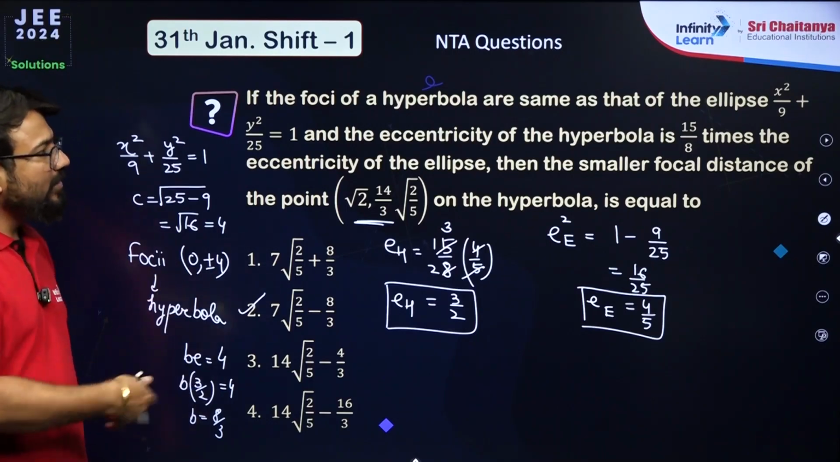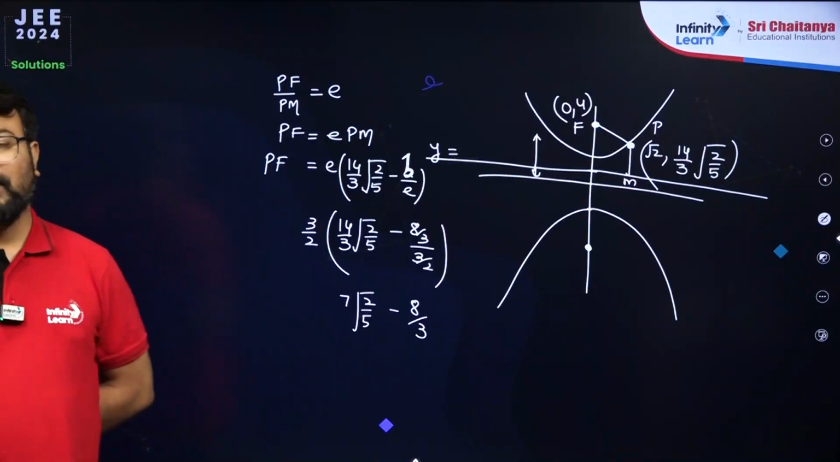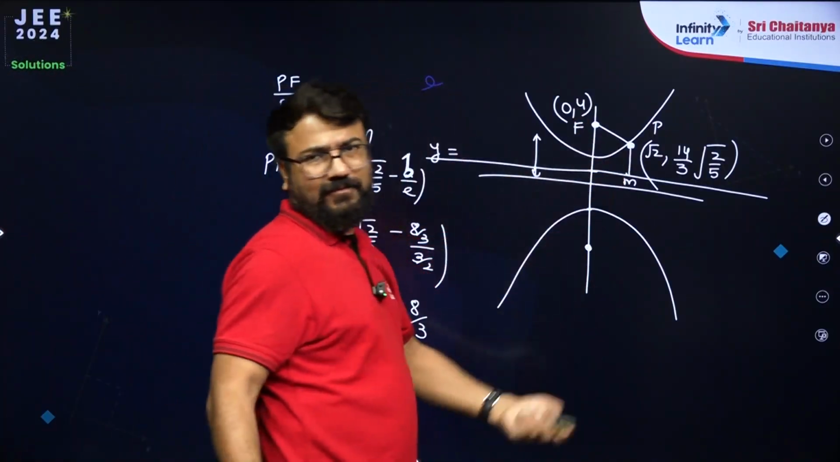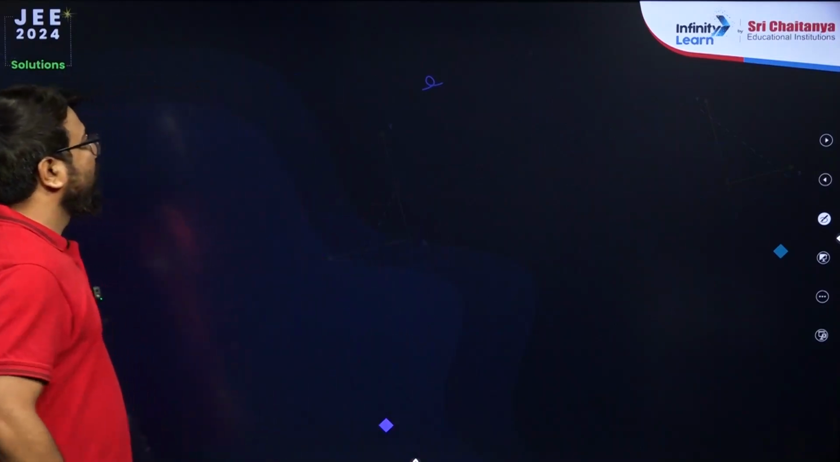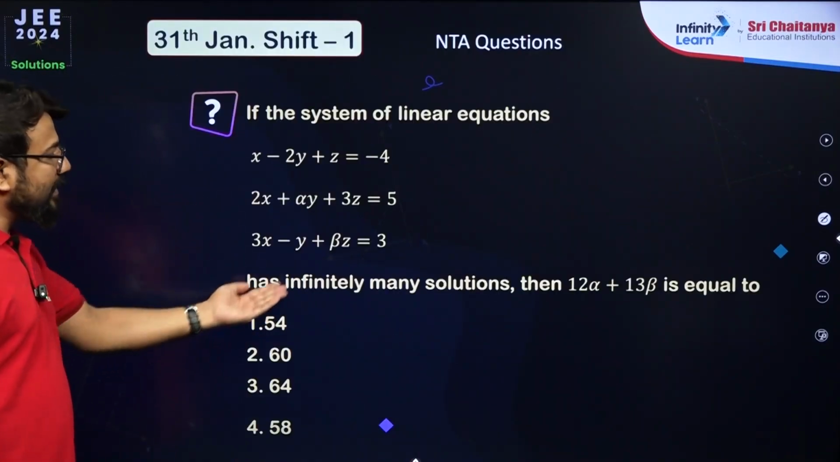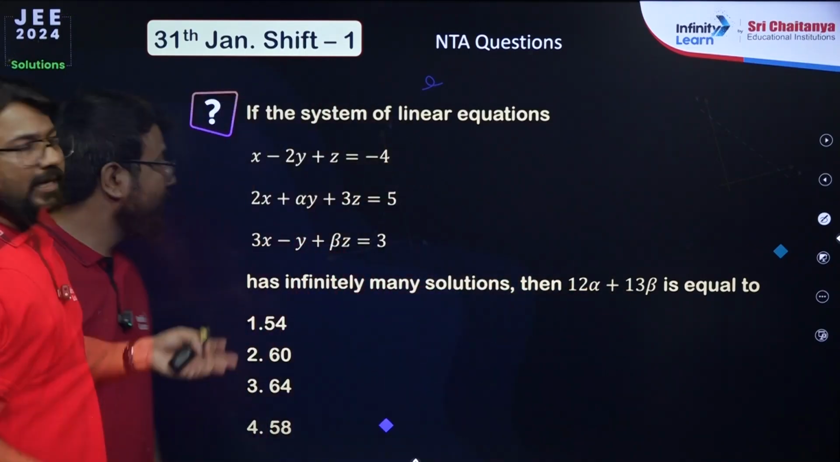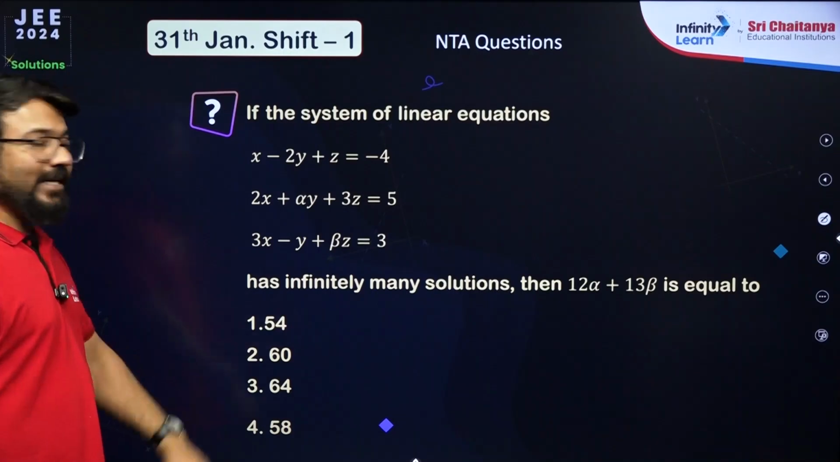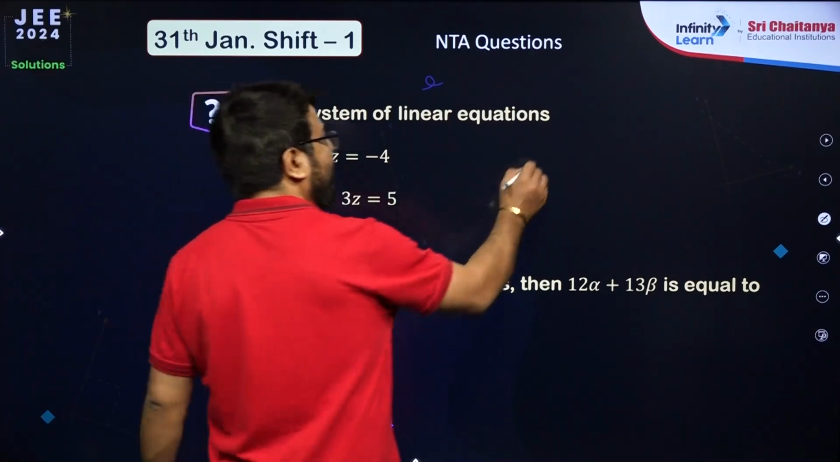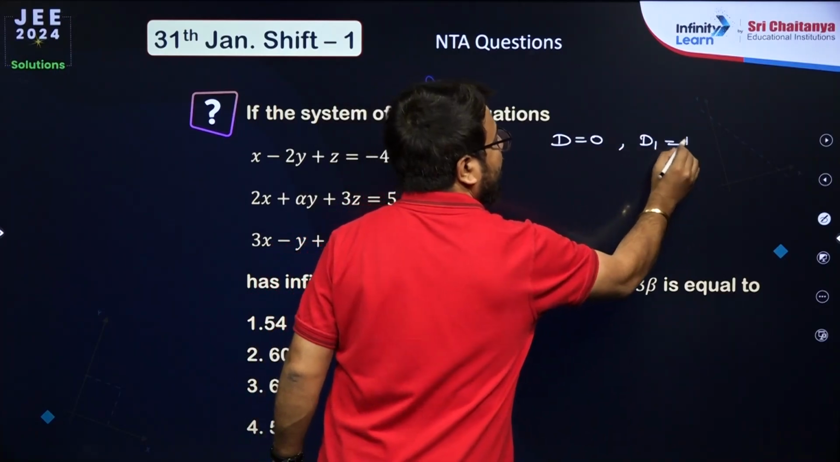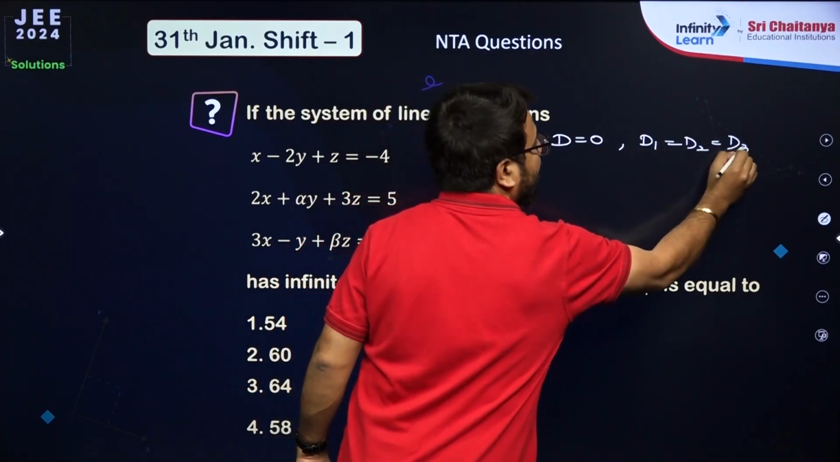I hope you understood the complete concept, how I got the answer to this question. Moreover, you can also apply the distance formula if you are comfortable with that. Alright. If the system of equations has infinitely many solutions, we want to get the value of 12 alpha and 13 beta. If it is infinitely many solutions, so according to Cramer's rule, D should be 0, D1, D2, D3 all should be 0.